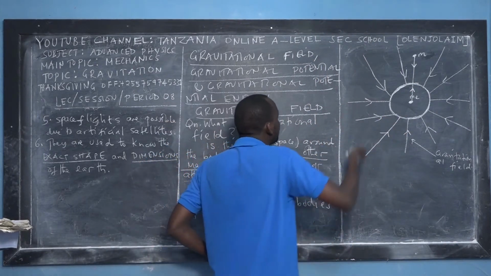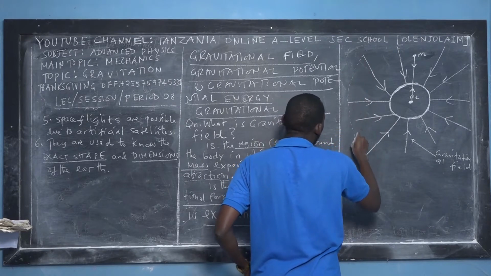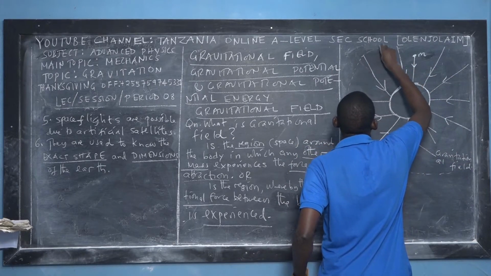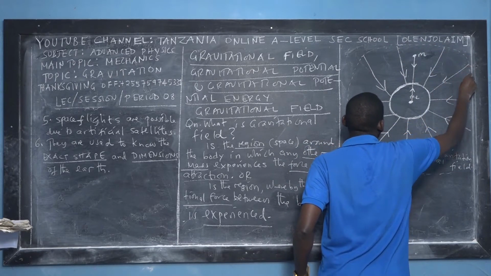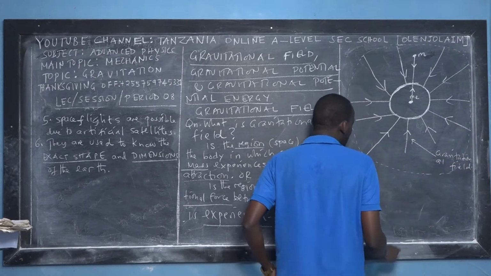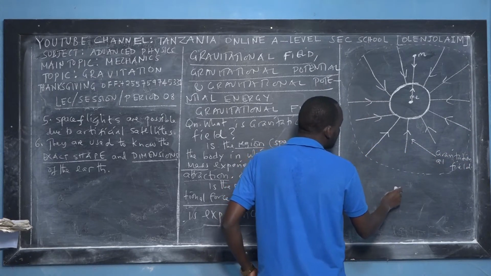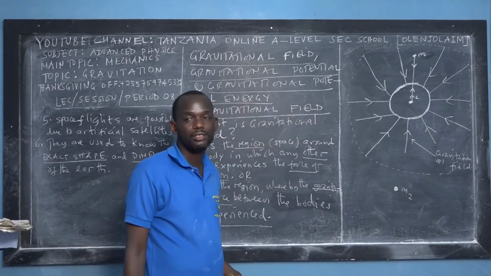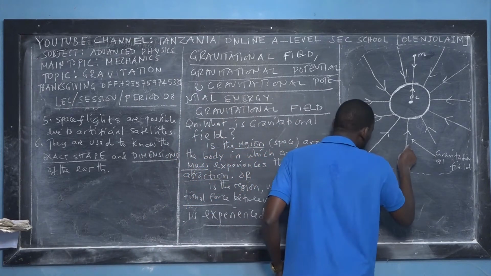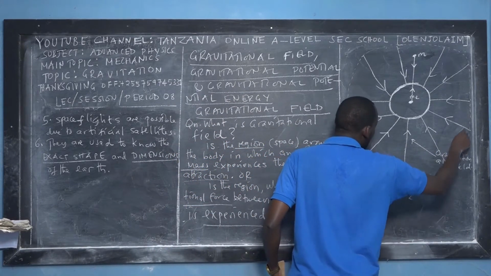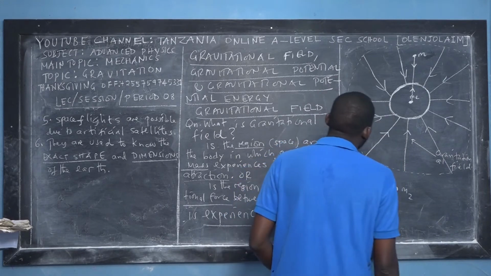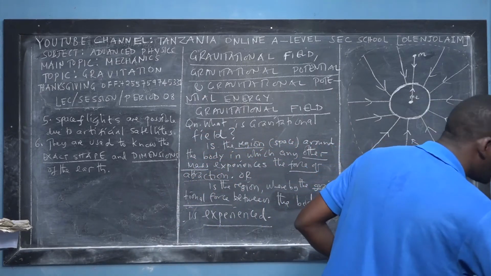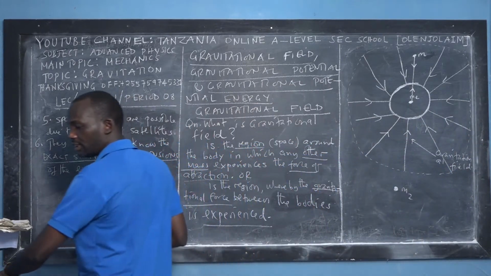For instance, if this circular boundary is the end of the gravitational field of the Earth, and you have a body at this point with mass m2, then this body will be outside of the gravitational field of the Earth. So that's the meaning of gravitational field. These are the regions where we experience the force of attraction. That's the point you have to remember every time.